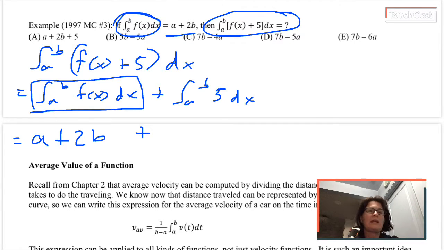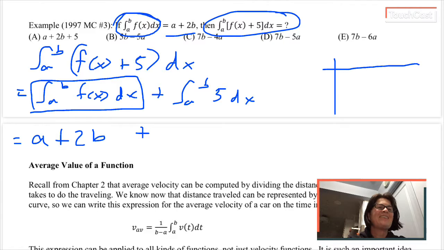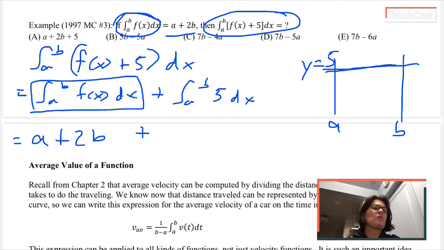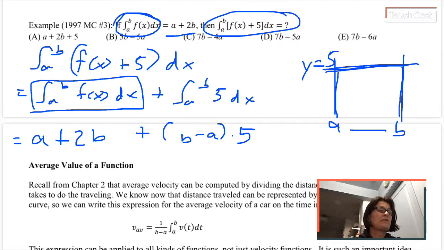So two ways to think about it. I guess you only know one of them so far. I want to find the integral under the curve y equals 5 between a and b. Well, since y equals 5 is a horizontal line, this shape is going to be a rectangle whose width is b minus a, and whose height is 5.